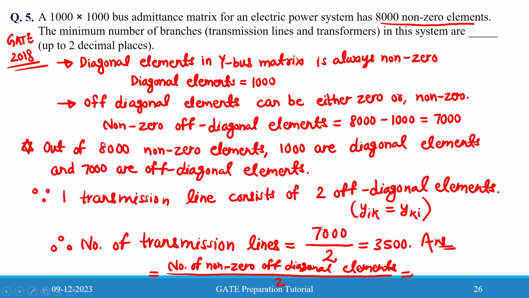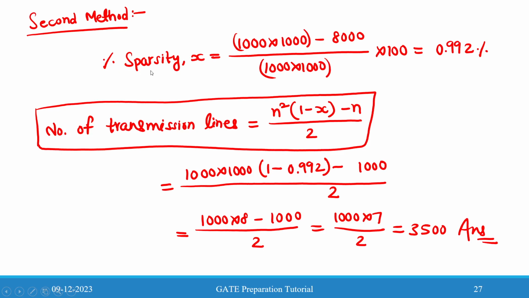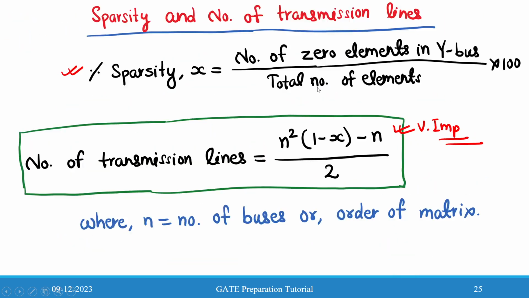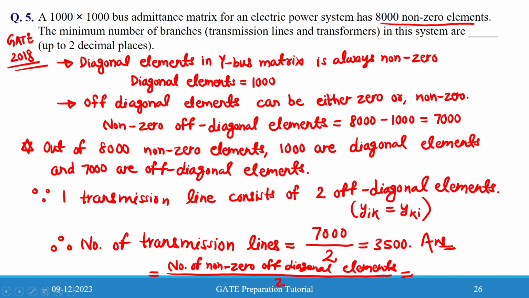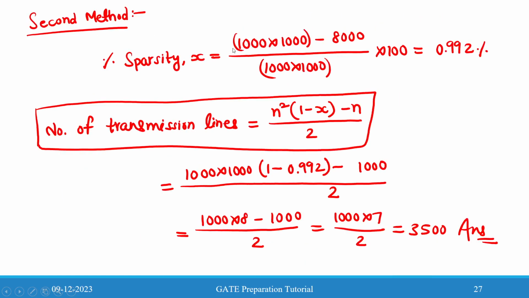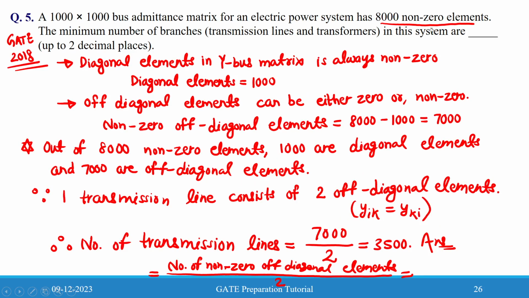Now if you don't want to put in your mind, then directly go by this approach. The number of transmission lines is n squared times (1 minus the sparsity) minus n, divided by 2. First you have to find the sparsity. Sparsity is the fraction of zero elements in the bus matrix. So 1000 cross 1000 is the number of elements in the bus matrix, and 8000 is the number of non-zero elements.